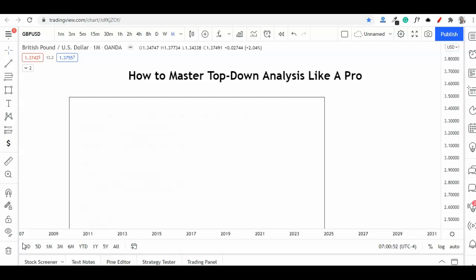So top-down analysis. What is top-down analysis? It's simply a technique where one analyzes the market from the higher time frame down to the lower time frame. Now your choice of higher time frame depends on your style of trade. If you are a swing trader, you look at maybe starting from the monthly or weekly as your higher time frame, and move down to the daily, 4 hours and the 1 hour maybe for execution.